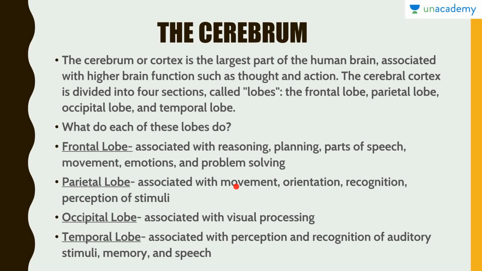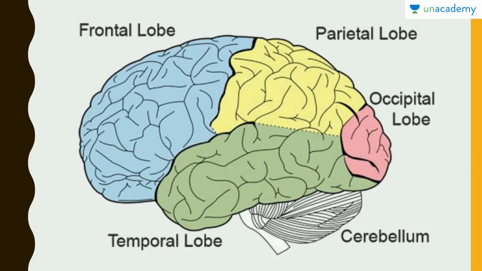Parietal lobe is associated with movement, orientation, recognition, and perception of stimuli. Occipital lobe is associated with visual processing, and temporal lobe is associated with perception and recognition of auditory stimuli, memory, and speech. So here we have a diagram. This whole part is the frontal lobe, then we have the parietal lobe on either side, and then the back portion is the occipital lobe. Cerebellum is visible here, and this side is the temporal lobe.